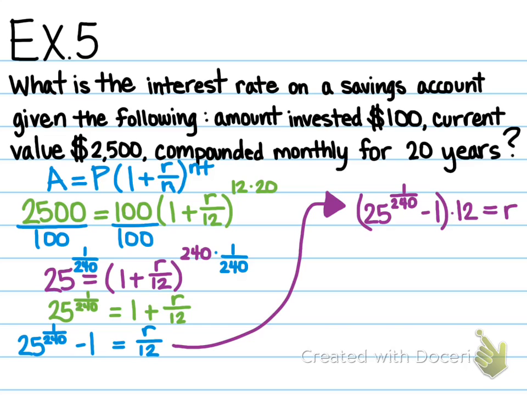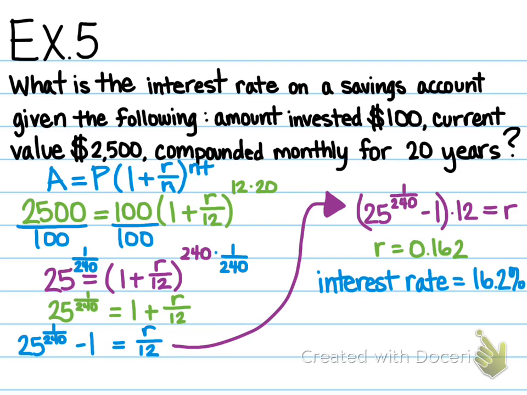So when you type this in the calculator, you're going to get something like 0.162. And this is an interest rate, so I need to move the decimal over 2 places to the right. So my interest rate is going to be 16.2%.